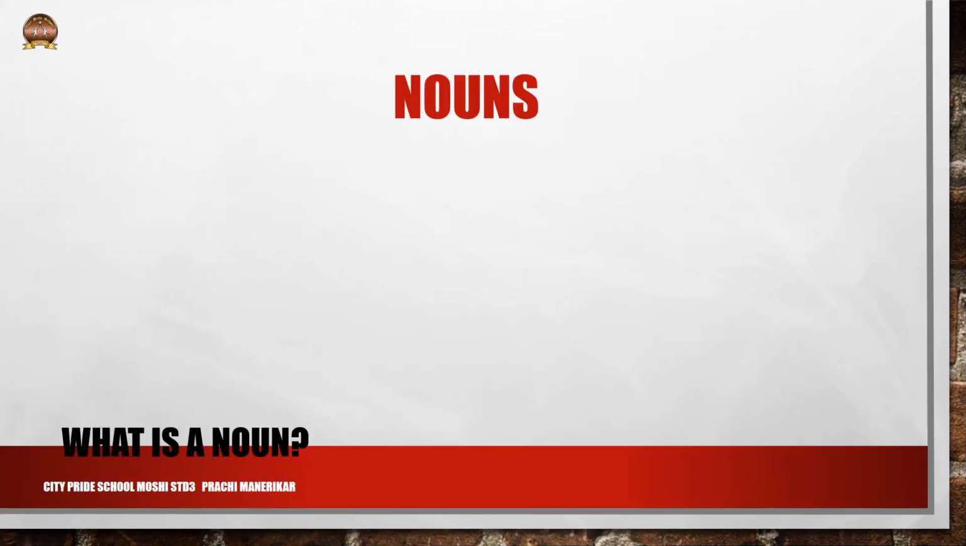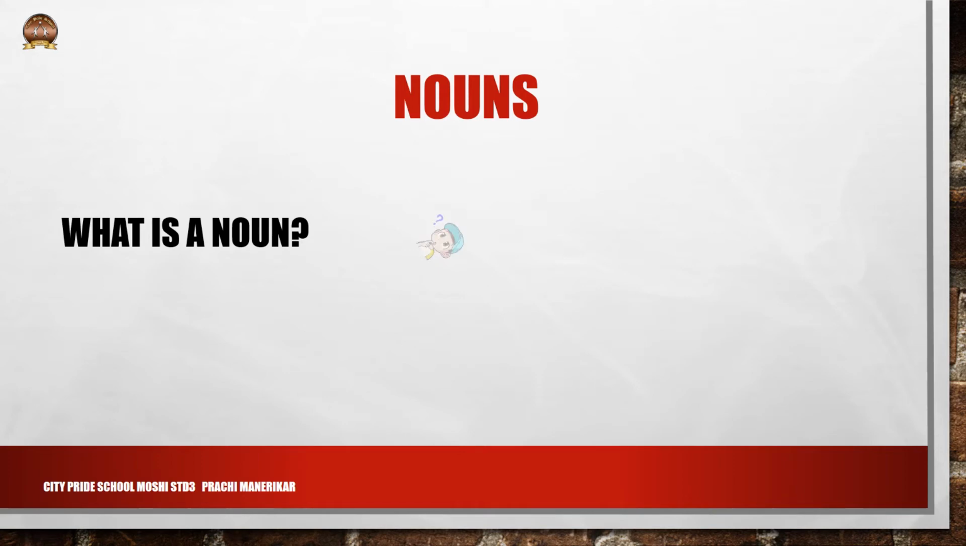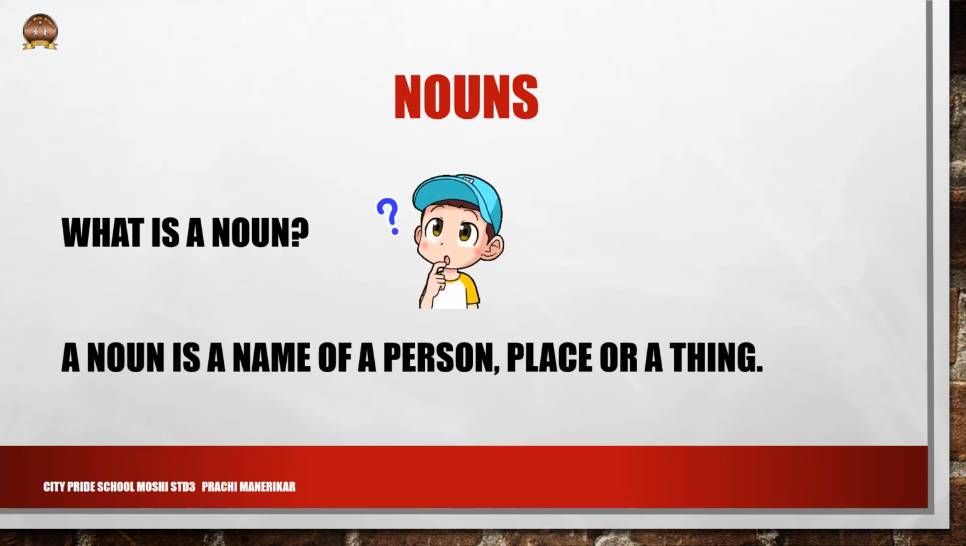Nouns. What are nouns? What is a noun? Yes, a noun is a name of a person, place, or a thing. Any name. Yeah, your name, my name, everybody's name is a noun. Name of a thing, name of a place. For example, Chinchwad is a noun, Pune is a noun. Correct. Name of a person, place, thing or an animal is called a noun.